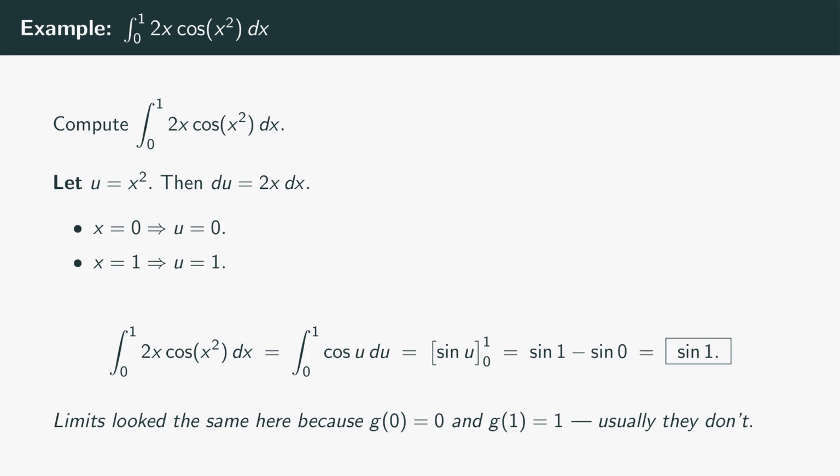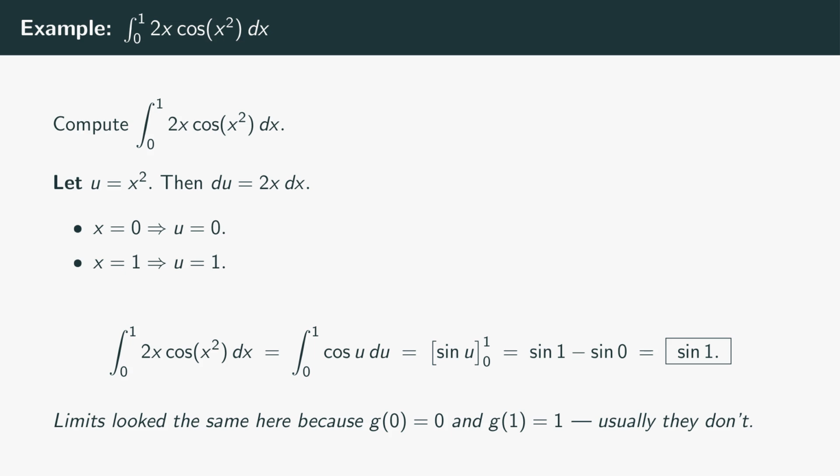Quick concrete example to make the bounds change explicit. Compute the integral from 0 to 1 of 2x times cosine of x squared dx. The integrand is the same one we did in example 1. Let u equals x squared, so du equals 2x dx. Now translate the limits. When x equals 0, u equals 0 squared, which is 0. When x equals 1, u equals 1 squared, which is 1. So the new u limits are also 0 to 1. That happened because g of 0 is 0 and g of 1 is 1. It's a coincidence of this example, not a rule. Usually the limits will change.